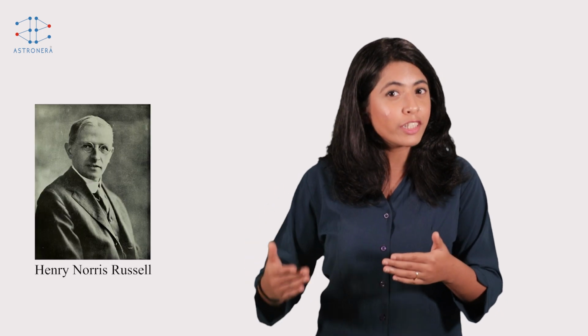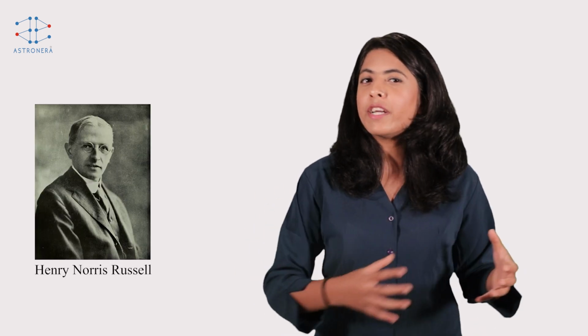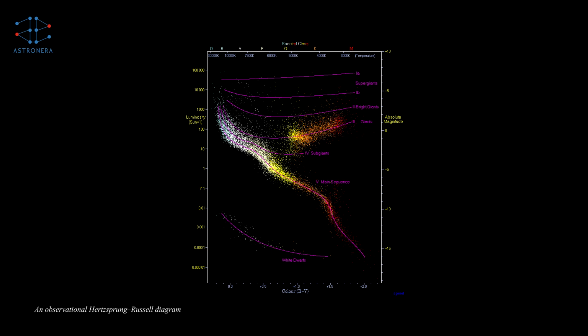Two years later, an astronomer named Henry Norris Russell independently discovered a similar regularity in a graph using spectral types instead of the colors. In honor of both of these scientists, the diagram is named the Hertzsprung-Russell diagram, mostly referred to as the HR diagram.